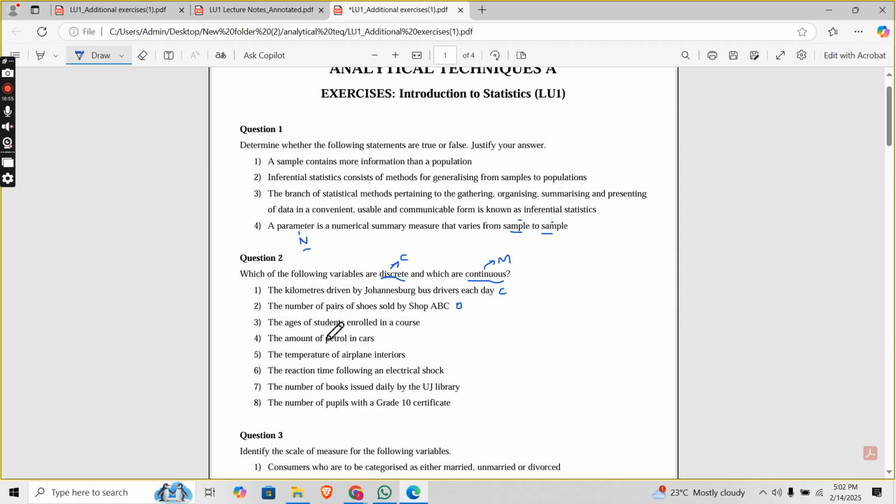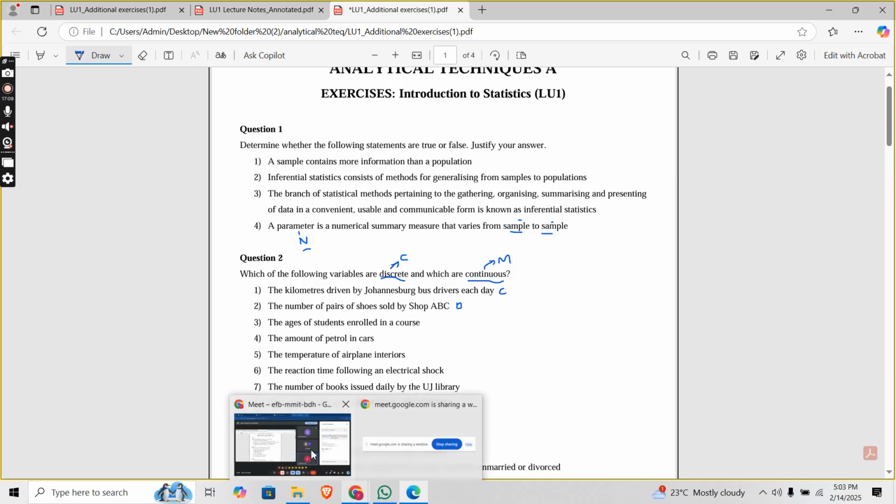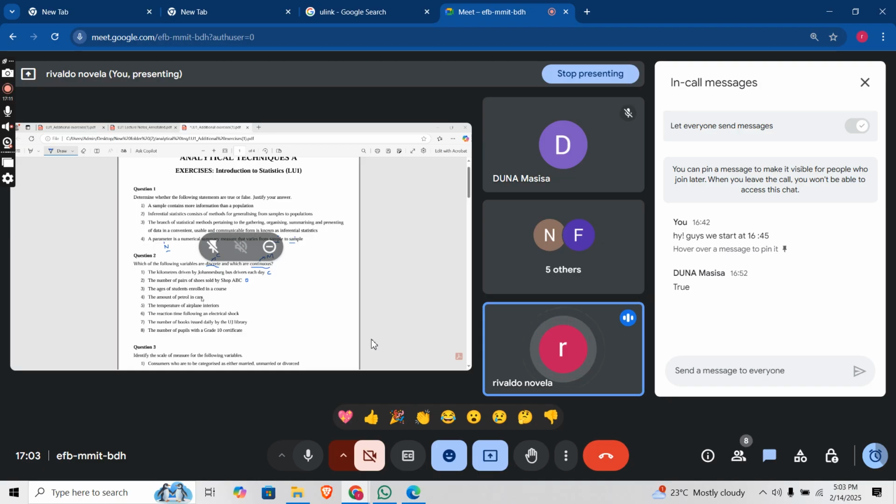Number 3, the ages of students enrolled in a course. Anyone who wants to try the ages of students enrolled in a course?